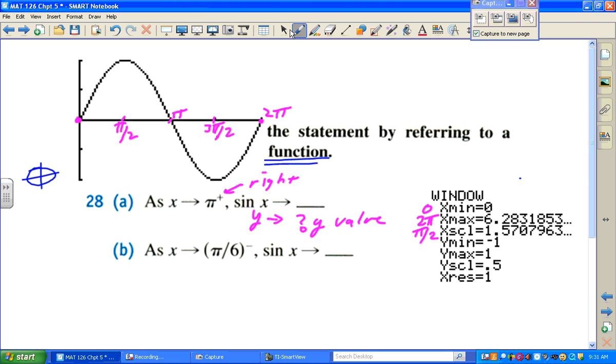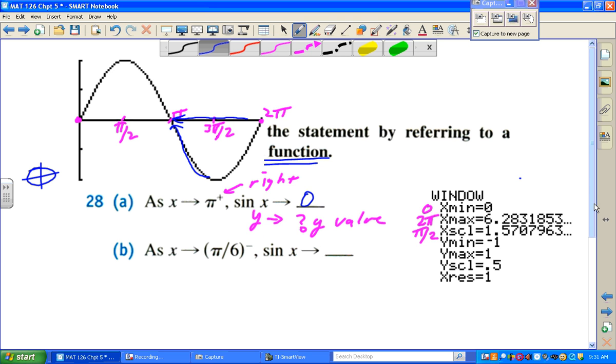So, as x approaches pi from the right, for every x there is a corresponding y, correct? So as you approach it, y is approaching what value? 0. As x is getting close to pi, y is getting close to 0. Okay?